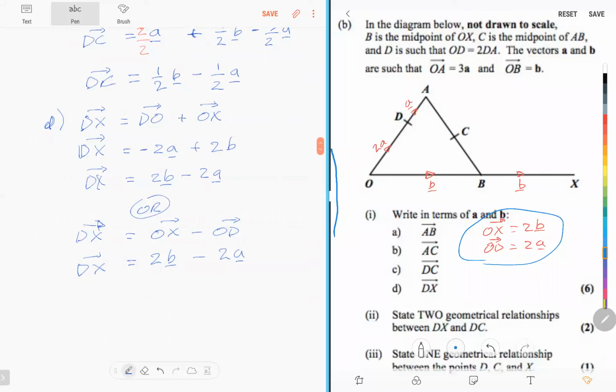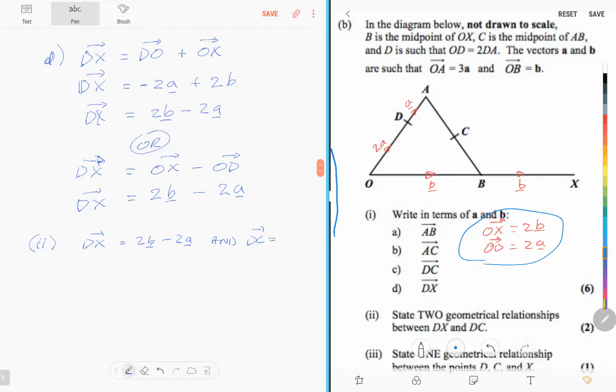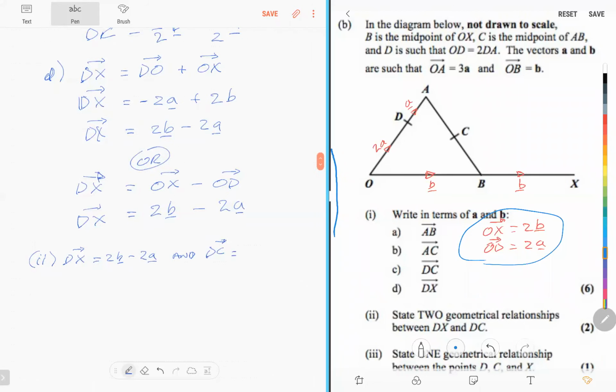between dx and dc. So part 2, we are comparing dx, which is 2b minus 2a, and dc, and dc equals what? Let's look at dc. dc is half b minus half a. Let's put this a little closer. So comparing dx, which is 2b minus 2a, and dc, which is half b minus half a. I want to compare them.